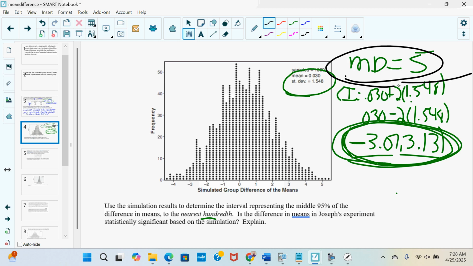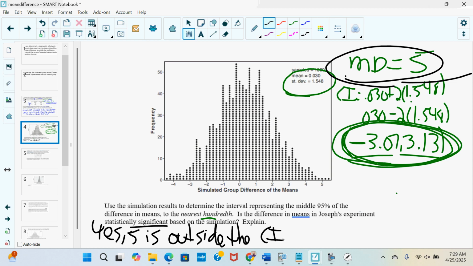That's good. I did it. So is it statistically significant? Yes. 5 is outside the confidence interval, or you can say 5 is outside the range.